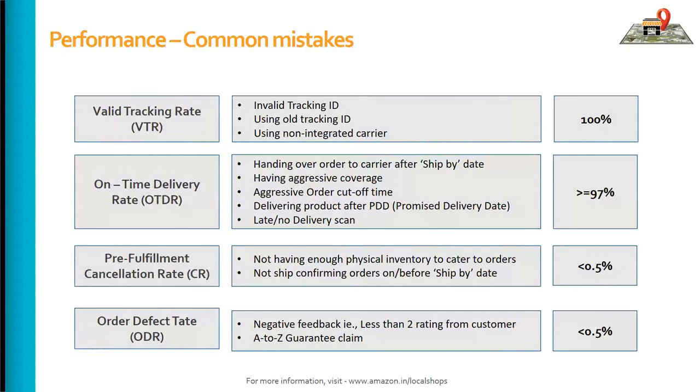Going next, for cancellation rate, it's very important that you have enough physical inventory. Like we've said time and again, please avoid not having enough physical inventory to cater to your orders, or not ship confirming orders on or before the ship by date. And your target for this metric could be less than 0.5%, because we want to ensure that you provide a good customer experience. At the same time, you have a win-win situation where there's a potential increase or boost to your existing sale volume.